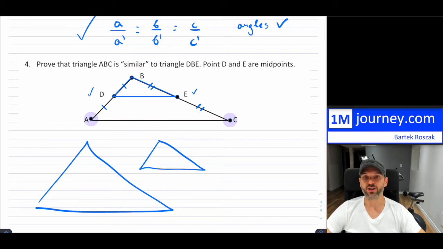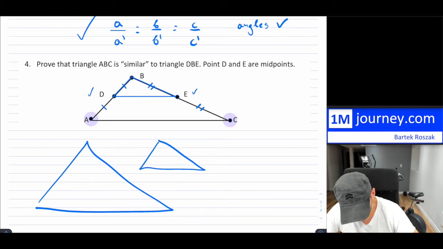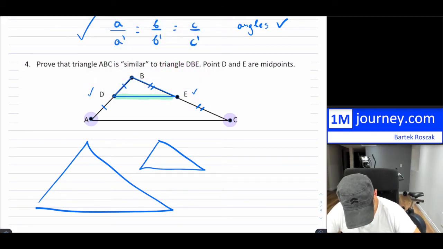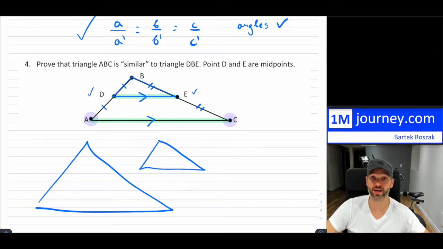Now, if D and E are the midpoints, then this connecting line of this triangle, what does it tell me about these 2 lines? Because D and E are midpoints, that means that these 2 must be parallel. So we know that from triangles and from midpoints. And if they're parallel, then that basically gives me all the information that I need.